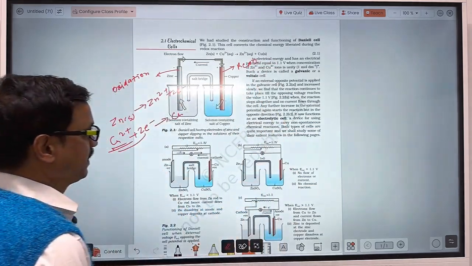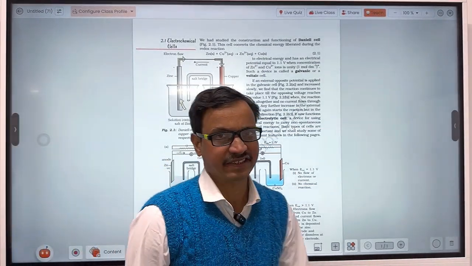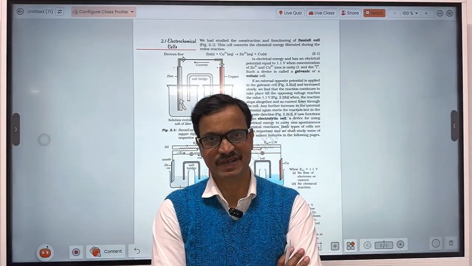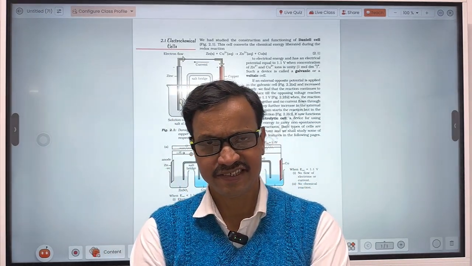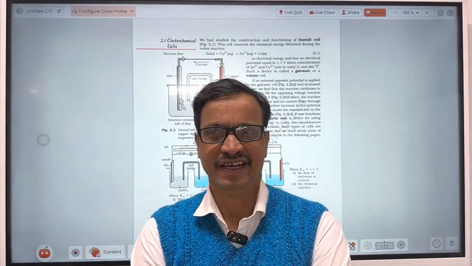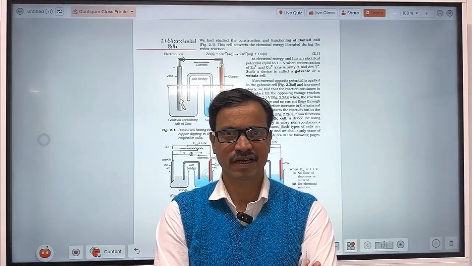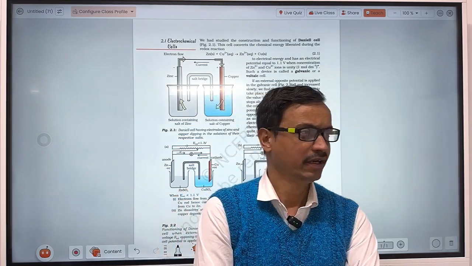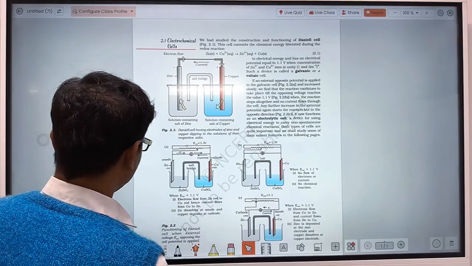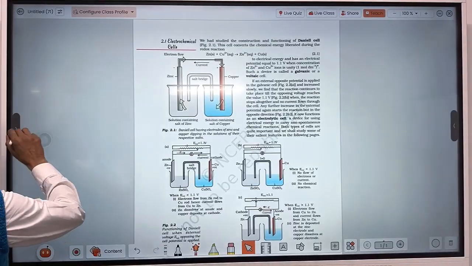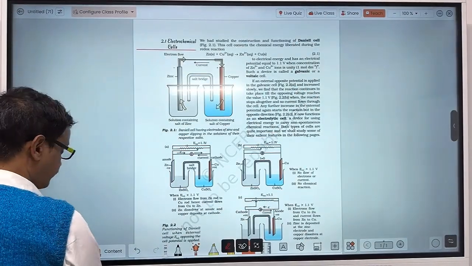So at cathode there will be reduction, and at anode there will be oxidation. And keep this concept in mind, as it may be asked in the NEET examination, mostly in NEET, and there is also a chance of it being asked in IIT Main. So always keep in mind that at anode oxidation takes place, and at cathode reduction takes place.